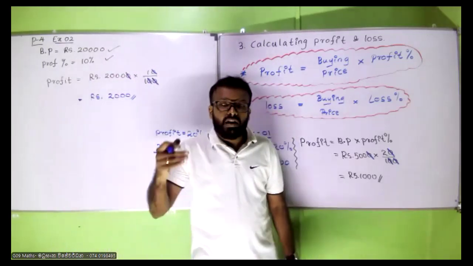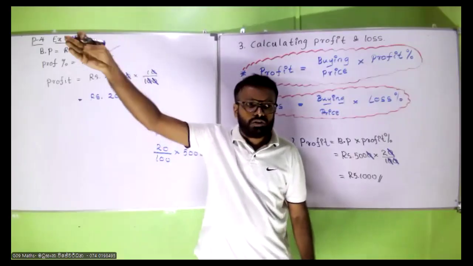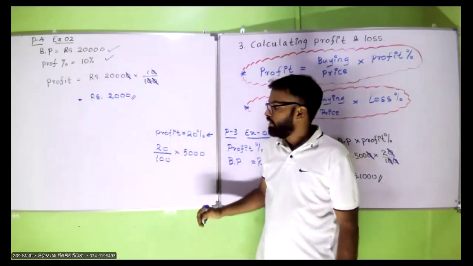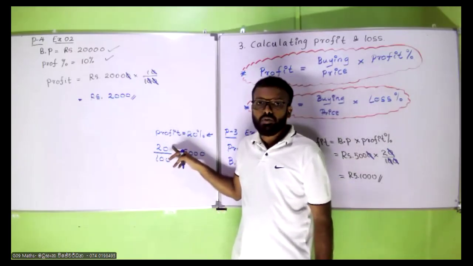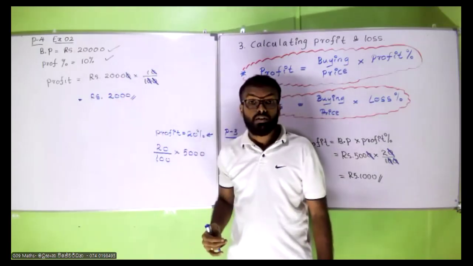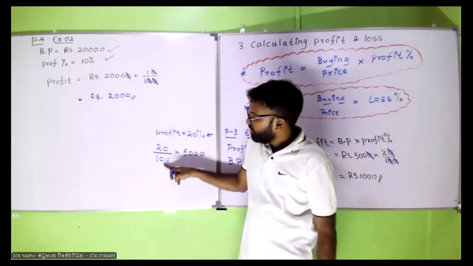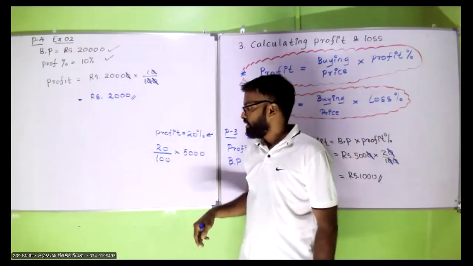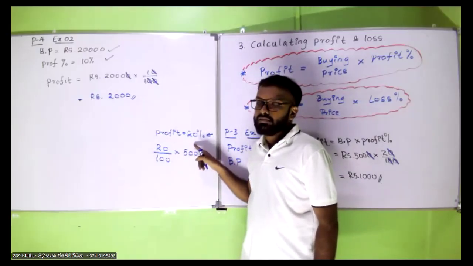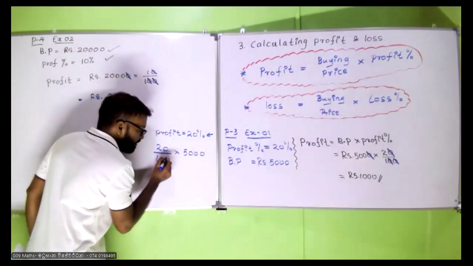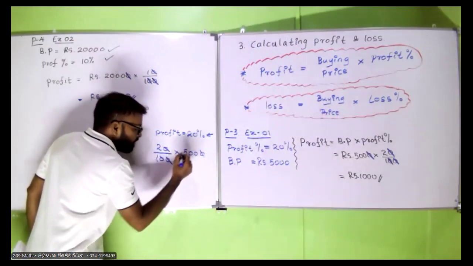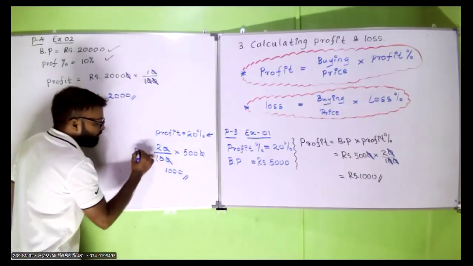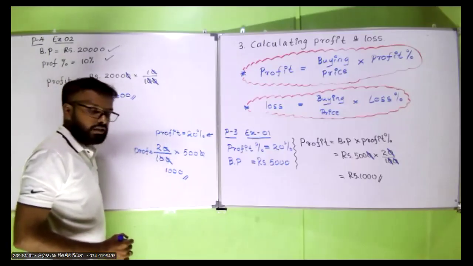Per 100 rupees you are saving 20 rupees; for 5,000 rupees, how much are you saving? That is the meaning of 20%. The same thing comes up: zero to zero, zero to zero, 2 times 500, so this is the profit, and this is the buying price.